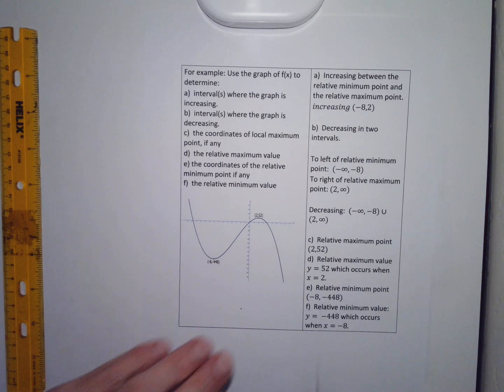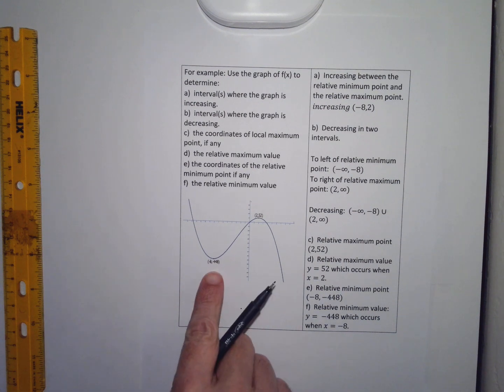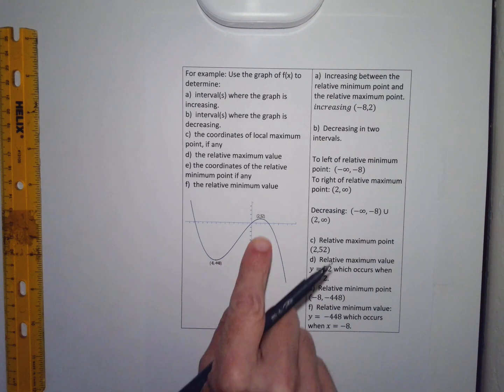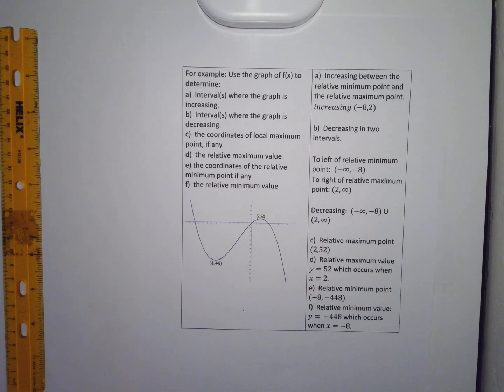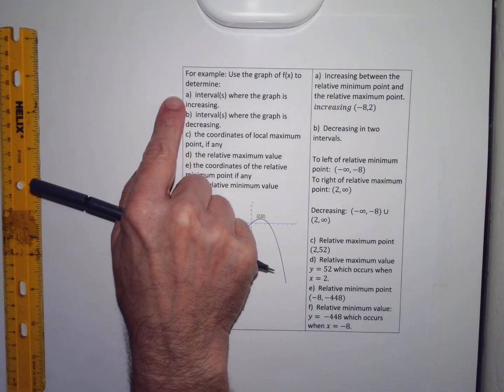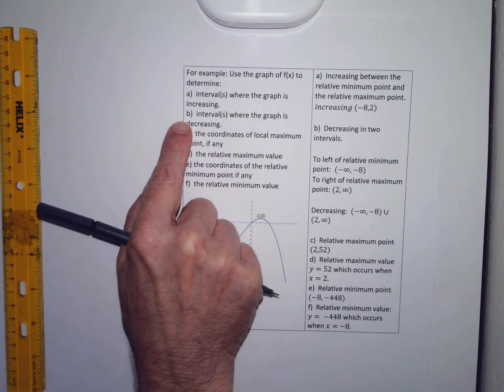So putting all of those skills into a single problem, this is kind of where we're headed. If I give you a generic graph, here's a graph that has a relative minimum point at the point (-8, -448) and a relative maximum point at the point (2, 52). We want to be able to describe the intervals where the graph of the function is increasing, and the interval or intervals where the graph of the function is decreasing.